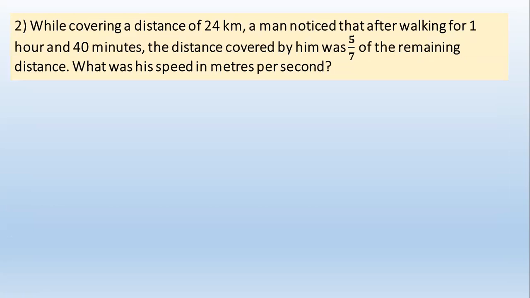So next example: while covering a distance of 24 kilometers, a man noticed that after walking for 1 hour and 40 minutes, the distance covered by him was 5 by 7 of the remaining distance. What was his speed in meters per second? Here, what do we have to find? Speed. So let's assume speed equal to x kilometers per hour.